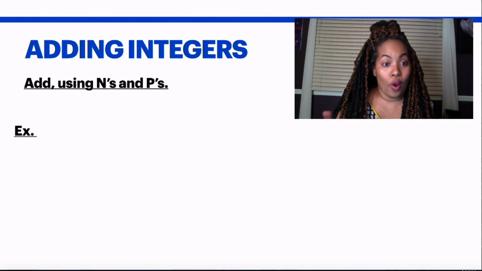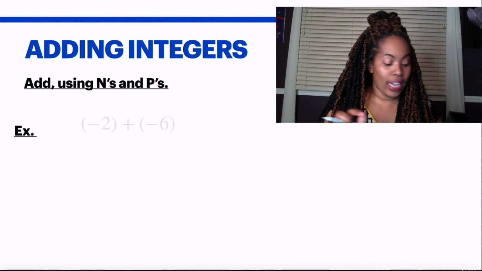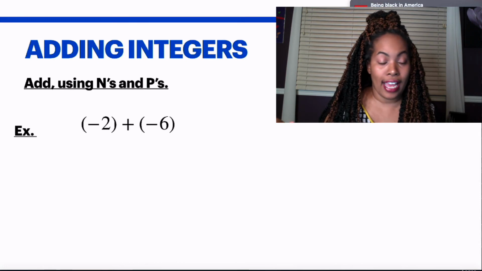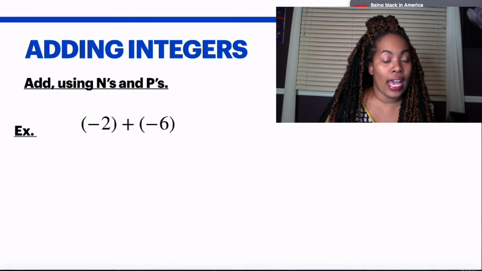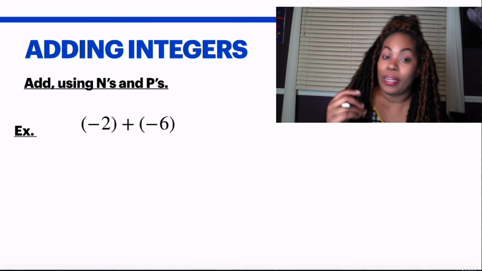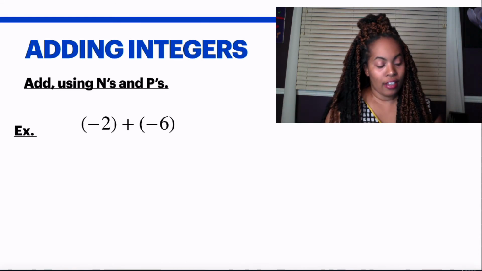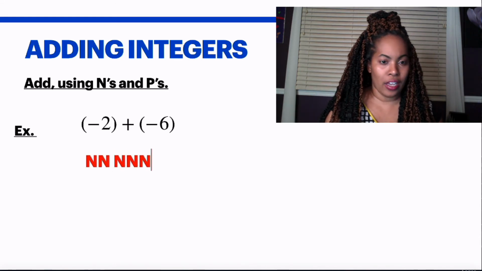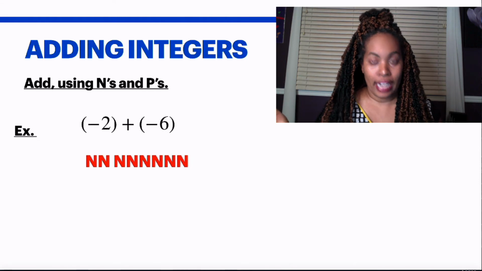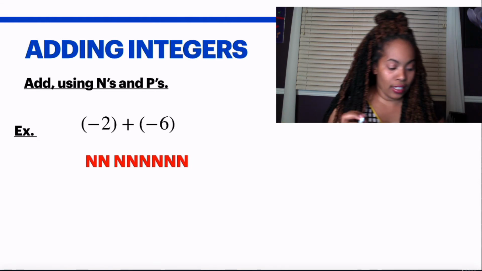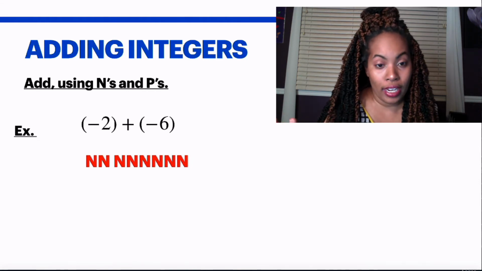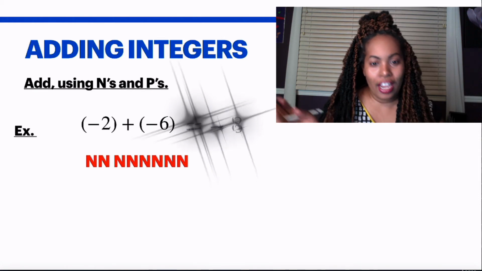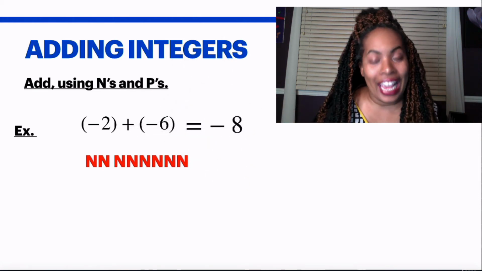So moving forward, now we can get really crazy with these N's and P's and things like that. But let's say in a case like this, you had -2 plus -6. Now, what do you notice about both of these numbers? Well, they're both negative. So we have 2 N's and then we have 6 more N's. You put the N's together and what do you get? -8.